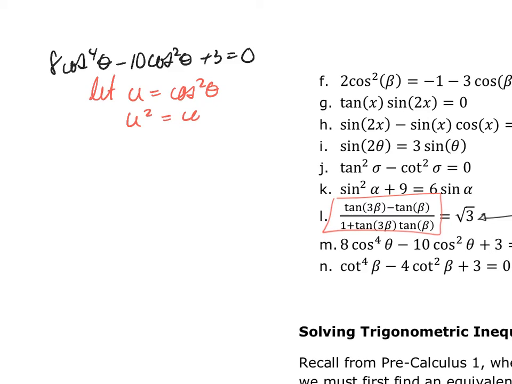So then u squared is cosine to the 4th theta. So now I have a replacement for cosine to the 4th and cosine squared. So this is equal to 8u squared minus 10u plus 3. Can you all factor that? What does this factor into?